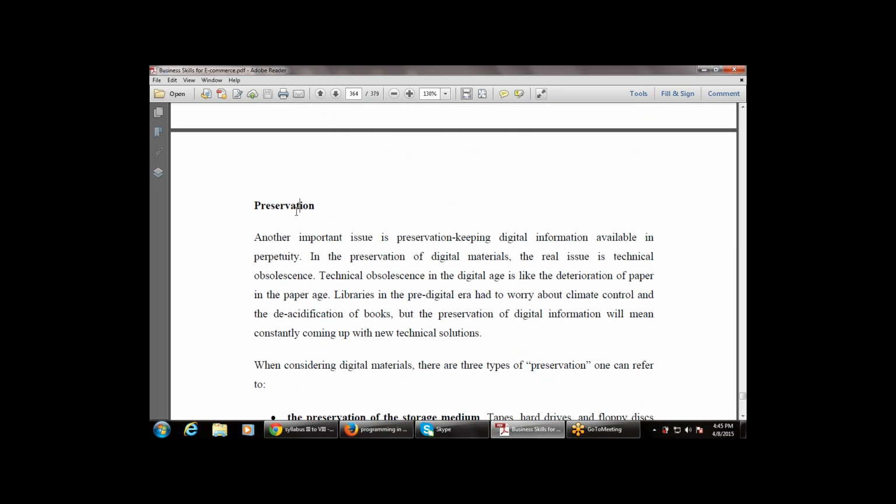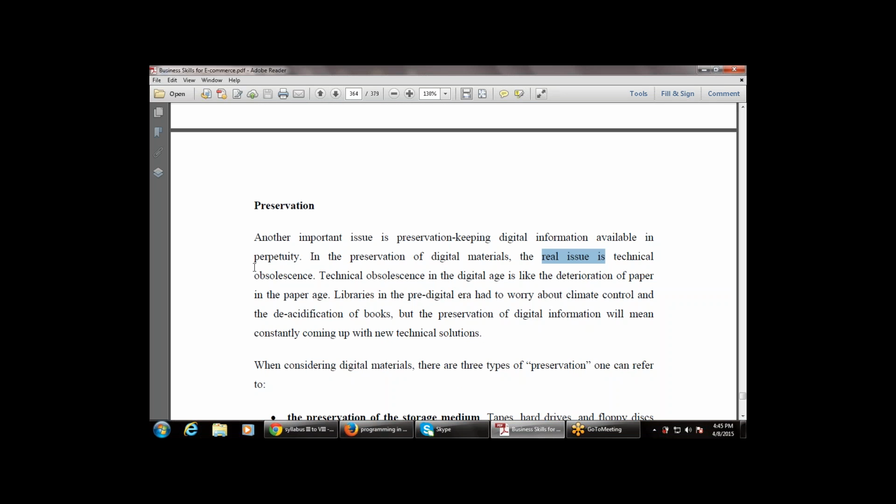Then the next issue is preservation. Another important issue is preservation, keeping digital information available in perpetuity. The information must be secure so that it cannot be hacked by anyone. So preservation is one of the major issues.